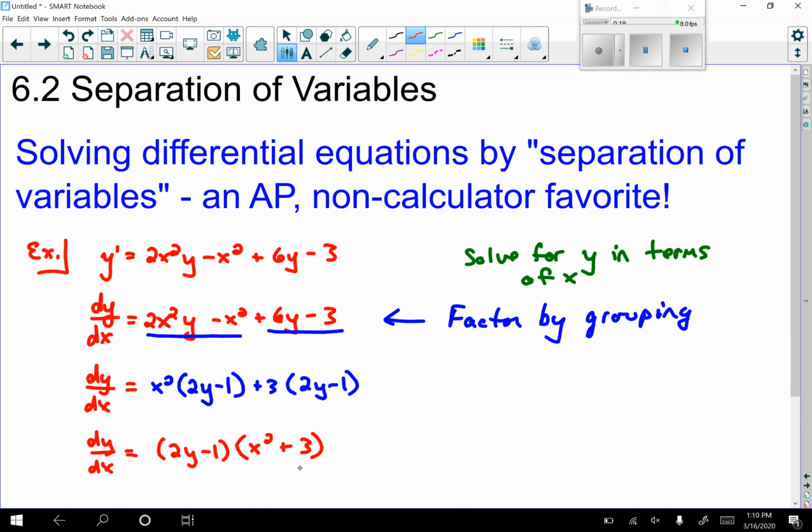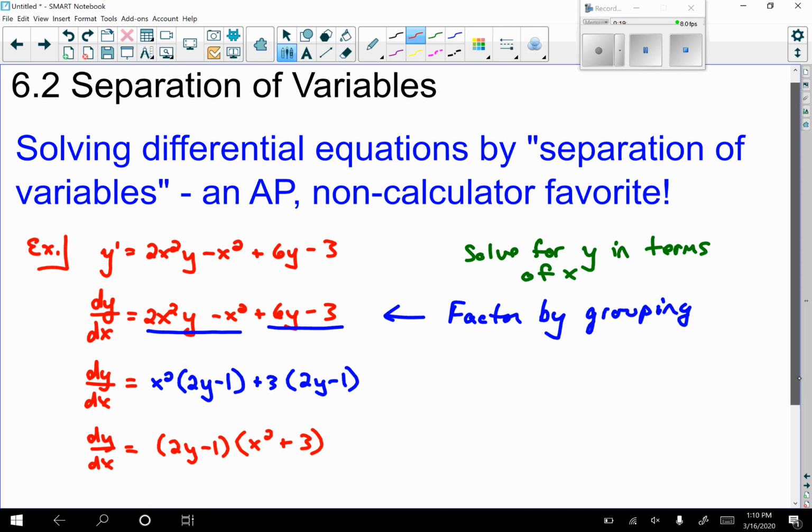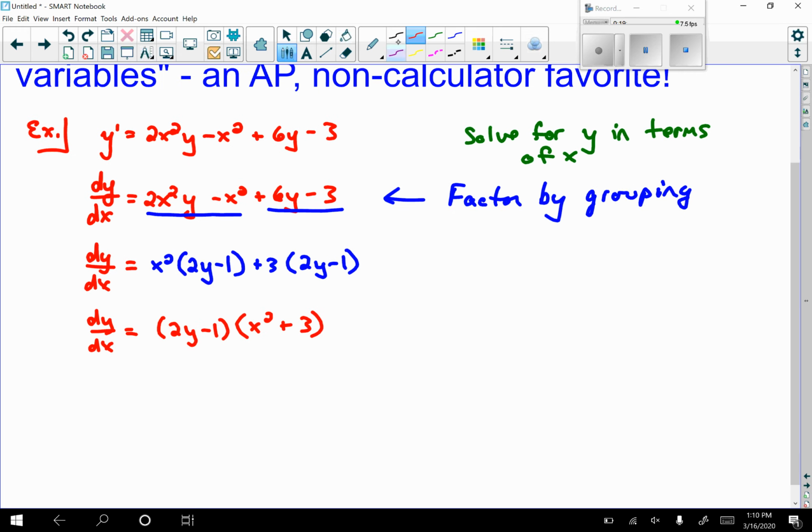So if you notice, in each set of parentheses, we just have a single y or just an x. We don't have a combination of x's and y's. So this is where we separate the variables. I'm just going to abbreviate it as SOV. I'm going to bring the 2y minus 1 to the other side by dividing, so this becomes dy over 2y minus 1. I'm going to multiply the dx to the other side, so we have x squared plus 3 dx.